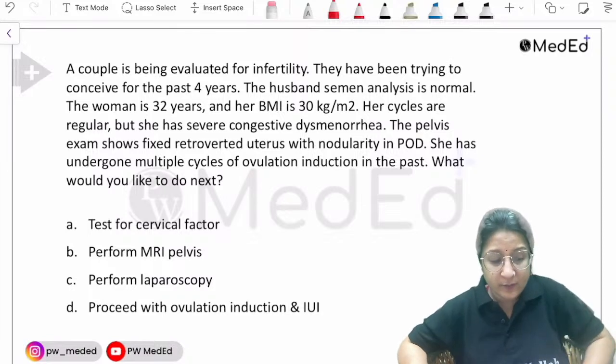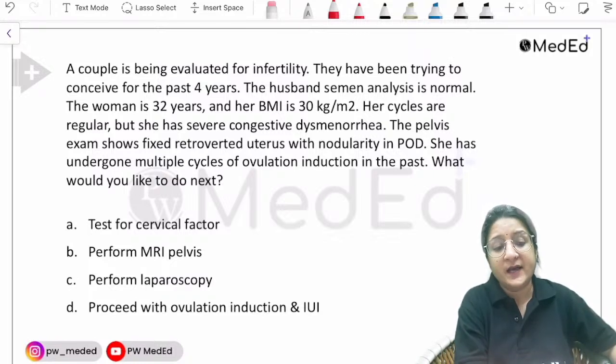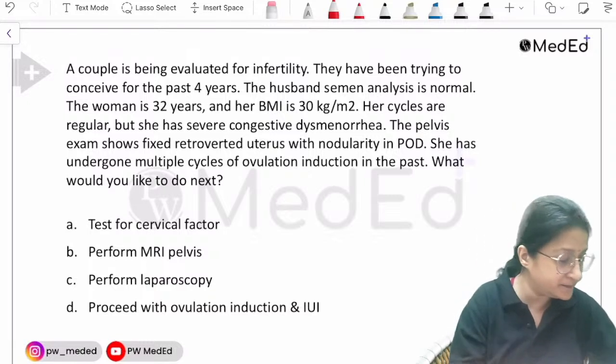A couple is being evaluated for infertility. They've been trying to conceive for past 4 years. The husband's semen analysis is normal. The woman herself is 32 years old.